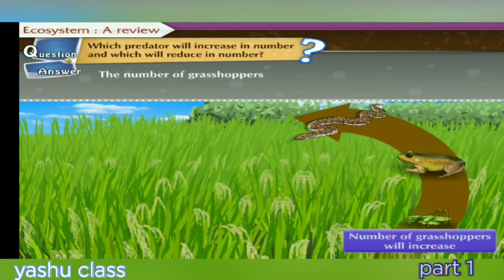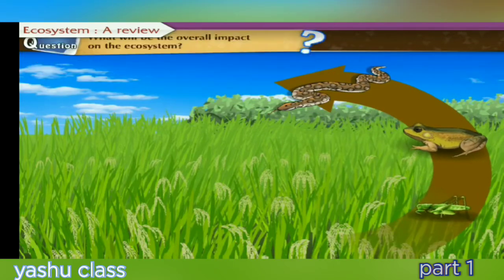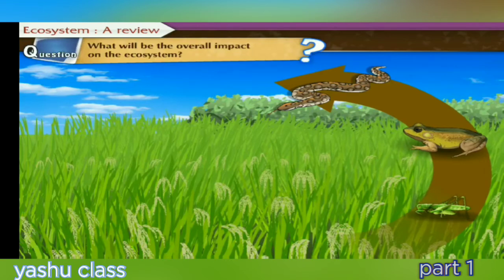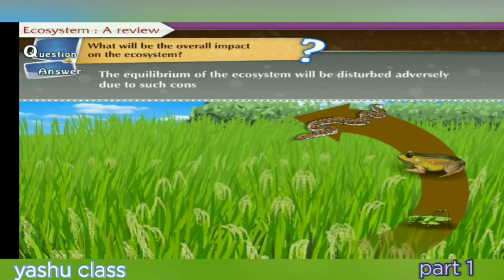The number of grasshoppers will increase, whereas the number of snakes will decrease. What will be the overall impact on the ecosystem? The equilibrium of the ecosystem will be disturbed adversely due to such consequences.